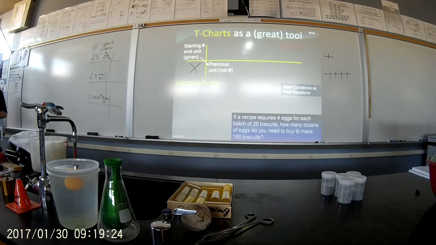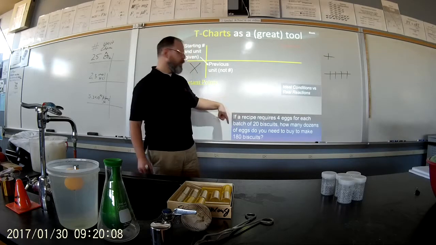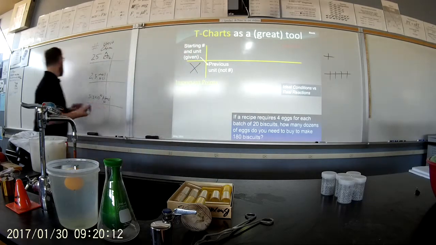What is my given unit? The number that has no conversion. A bunch of numbers are up there that are conversions, but my given unit is the one that isn't a conversion. 180 biscuits, right. Now if this were a chemical, it would be grams of biscuits or moles of biscuits. In this case, 180 biscuits. That's my starting number, because it doesn't say 180 biscuits equals something. It does tell us that 4 eggs equals 20 biscuits, and we know that 12 eggs equals 1 dozen. So we're starting with 180 biscuits.